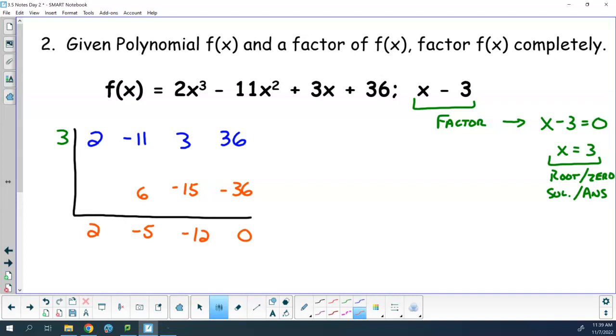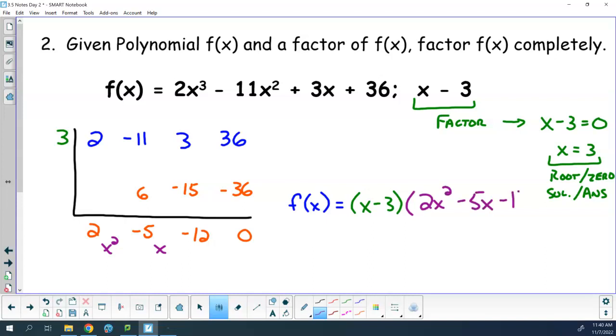So bus stop number 1 says that if we were stopping at bus stop number 1, our answer would be 2x squared minus 5x minus 12. This said we needed to go to bus stop number 2, so f of x can now be written as x minus 3 times 2x squared minus 5x minus 12.